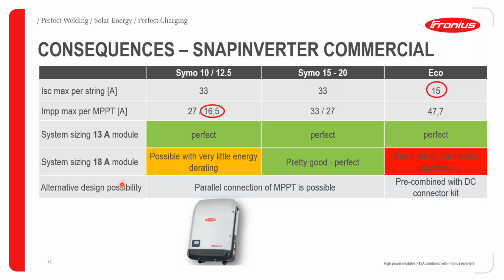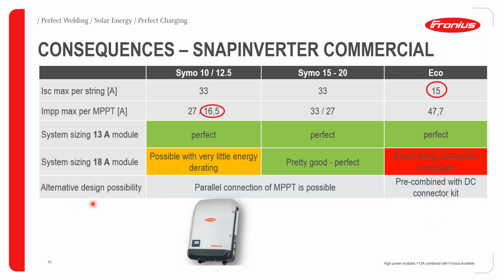When it comes to the Eco inverters, the 27 and 25 kilowatts, when you're using the 18 amp modules, the direct connection, therefore, in this case, is not going to be possible. So this is very important to note.